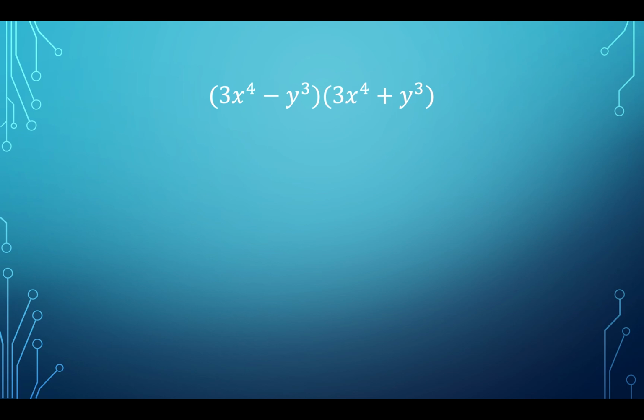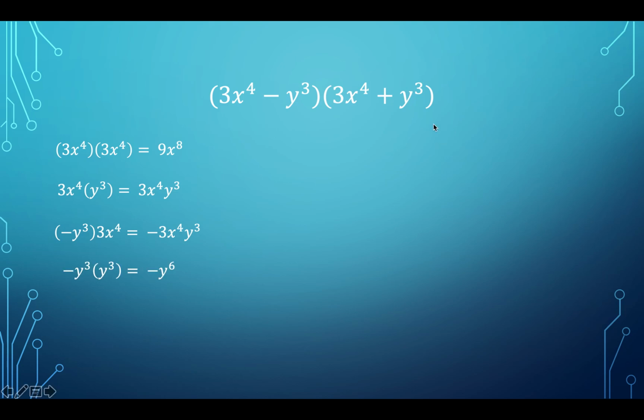The next problem, 3x to the fourth minus y to the third times 3x to the fourth plus y to the third. The first thing we're going to do is 3x to the fourth times 3x to the fourth, and we get 9x to the eighth. Then we do 3x to the fourth times y to the third, and we get 3x to the fourth y to the third. Then we do negative y to the third times 3x to the fourth, and we get negative 3x to the fourth y to the third.